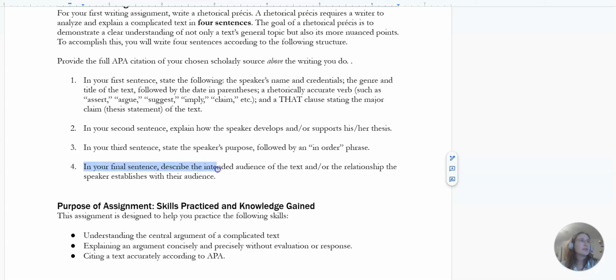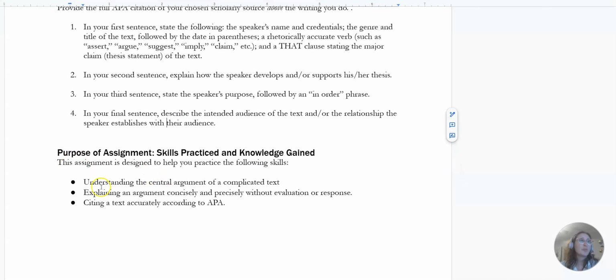And the final sentence is who is it for? So who would read this sort of article and who are they intending to reach with this research? Explain that a little bit. But essentially the purpose here is we want to understand the central argument of a complex text. You have to explain that argument concisely and precisely without your own evaluation or response. So I don't want to know your opinion necessarily on how much you liked or enjoyed the article. It's more about what is it about at its core.